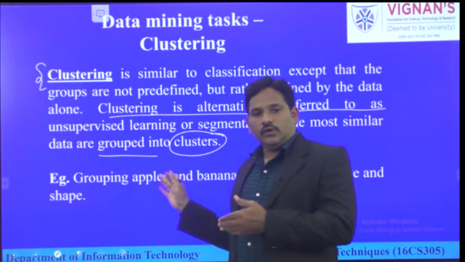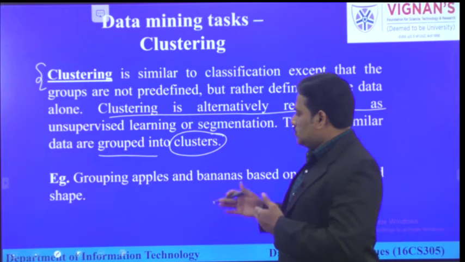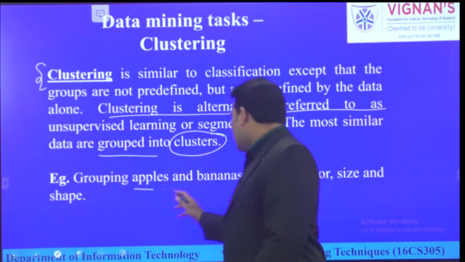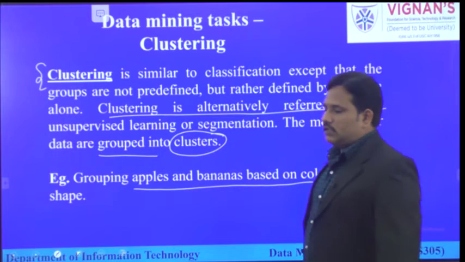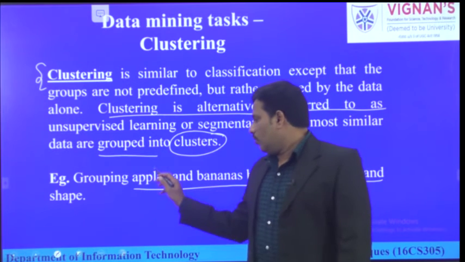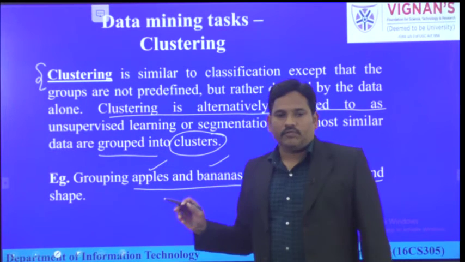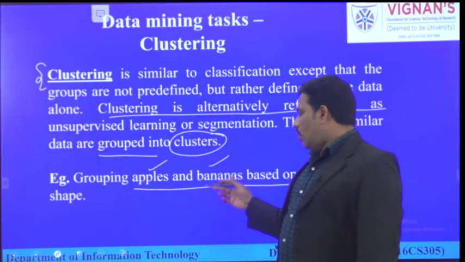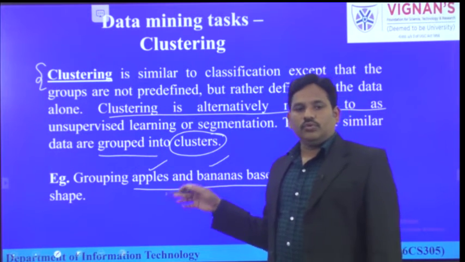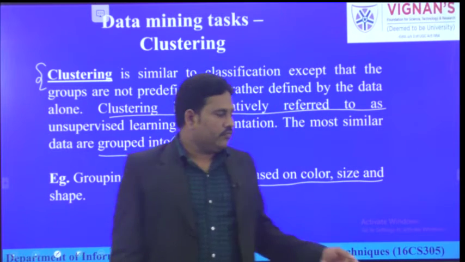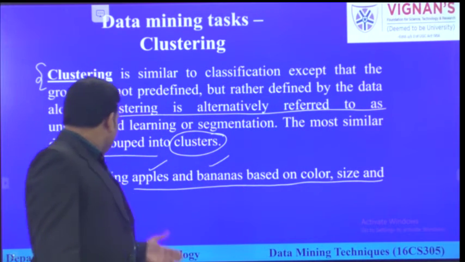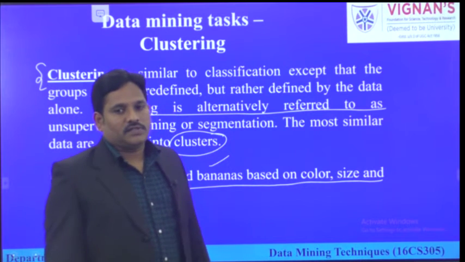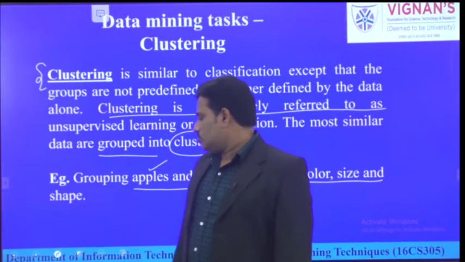So based on that we can group customers, students or products. Now look at grouping apples and bananas based on color, size and shape. The size, color and shape of an apple and a banana contrast with each other. Now how can we separate them? Here we took properties like the color, size and shape of the fruit, or we can also add more parameters like the hardness of the fruit.